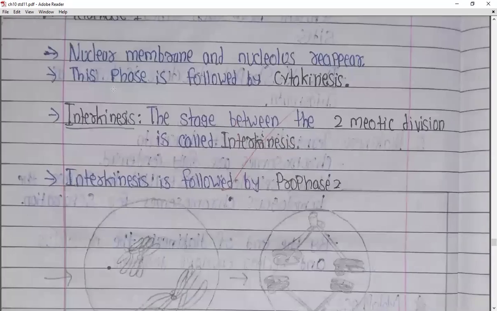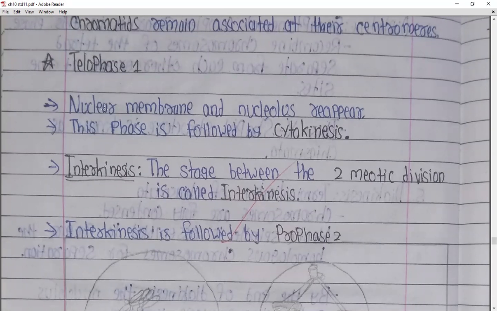Here, after the nuclear membrane and the nucleolus reappear, cytokinesis takes place. So what is cytokinesis? It is dividing one cell into two daughter nuclei. So here the two daughter cells are produced. The product of the first meiosis is two cells.